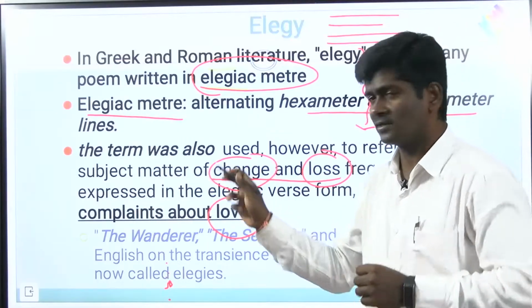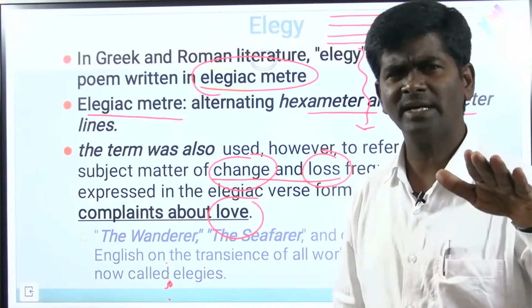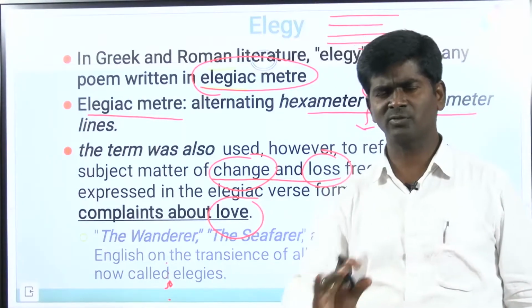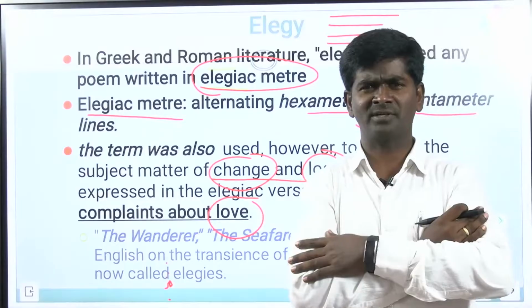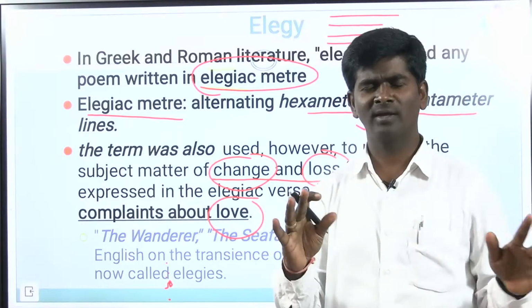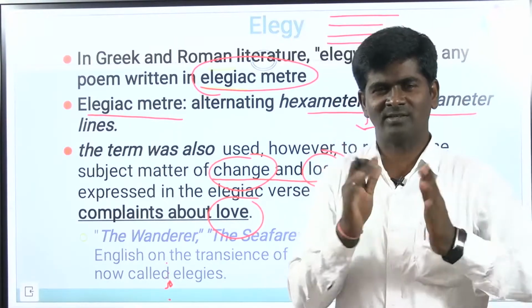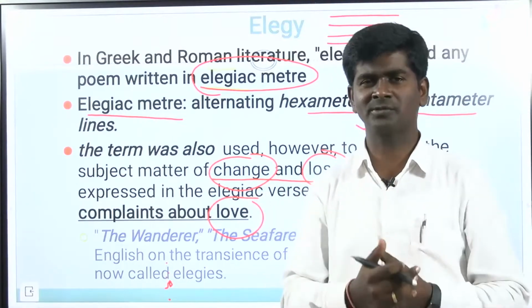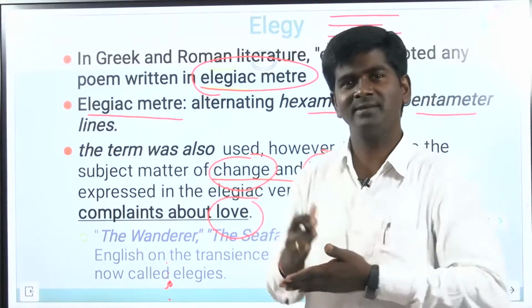See, my friends, elegy doesn't only mean what school kids, English literature students or MA English literature students know: that elegy refers to a poem that is written on the death of a person. This is the basic bit, my friends. Everybody knows that. But what are the other meanings of elegy?